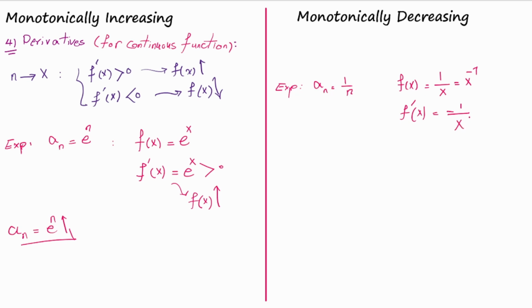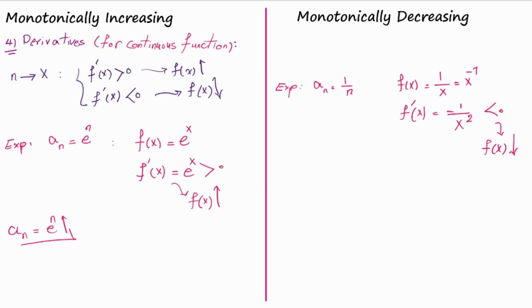over x squared. I know that x squared is always a positive number, and if I have a -1 in the numerator, then for sure this derivative is always less than 0. So the function is decreasing. So what does that tell me? That tells me that f of x is decreasing on all real numbers.